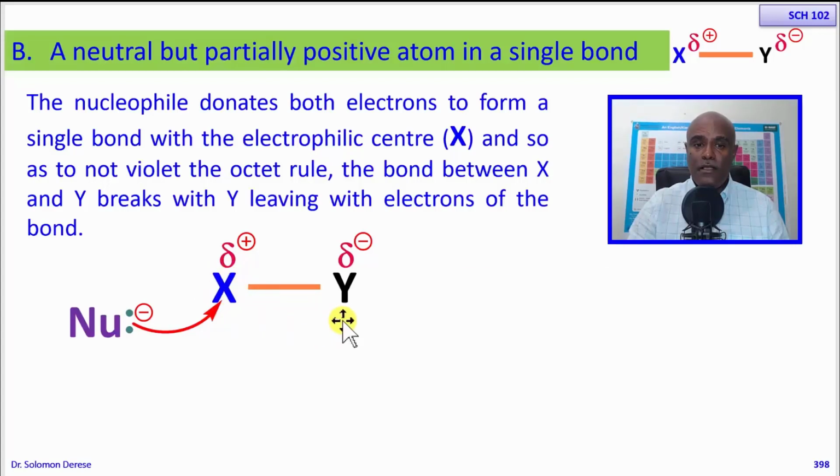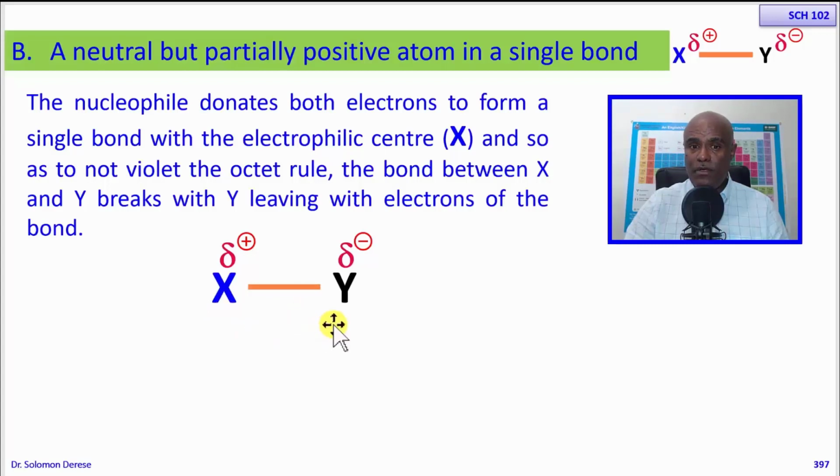Remember what we have in here? This X has an octet of electrons. It could be a carbon having an octet of electrons, a carbon bonded to a halogen, for example. It could be, for example, CH3X. Because of this bond, as well as the 3 bonds with the hydrogens, this carbon has an octet of electrons.